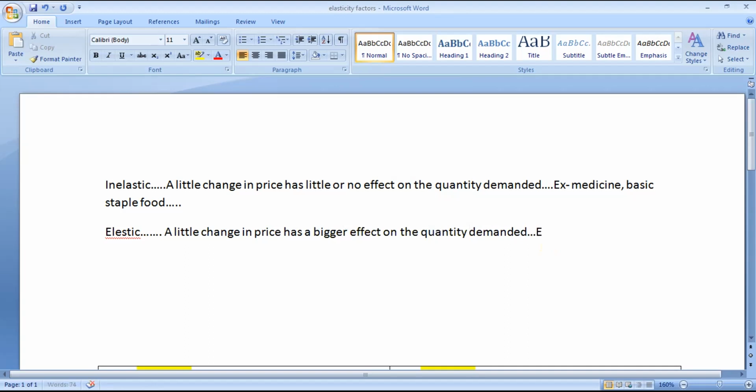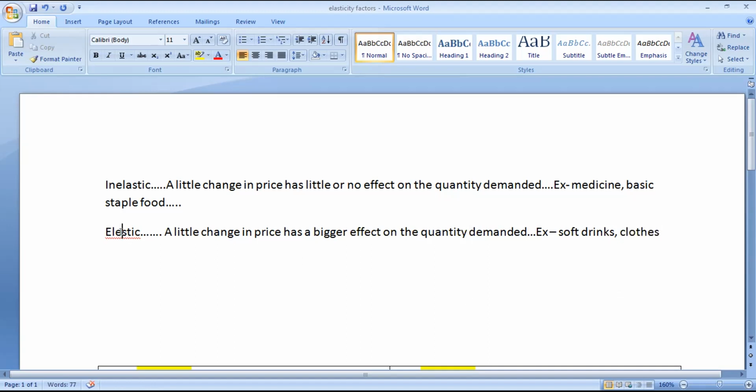So this is very sensitive, right? For example, it could be soft drinks, because there are too many options. If you increase the price of one, people are not going to buy your drink. They're just going to switch to another company's drink. So it could be soft drinks, maybe clothes.